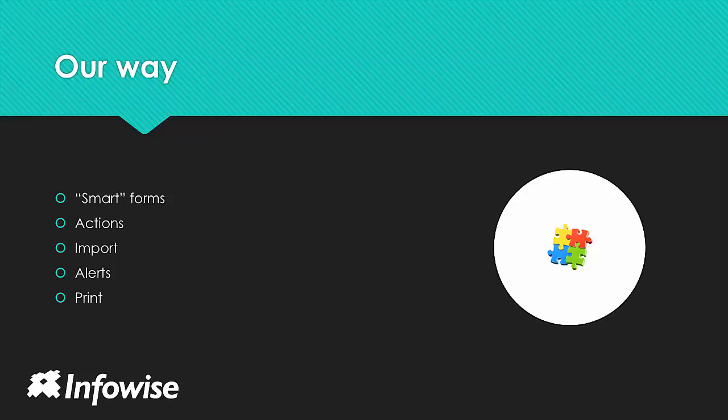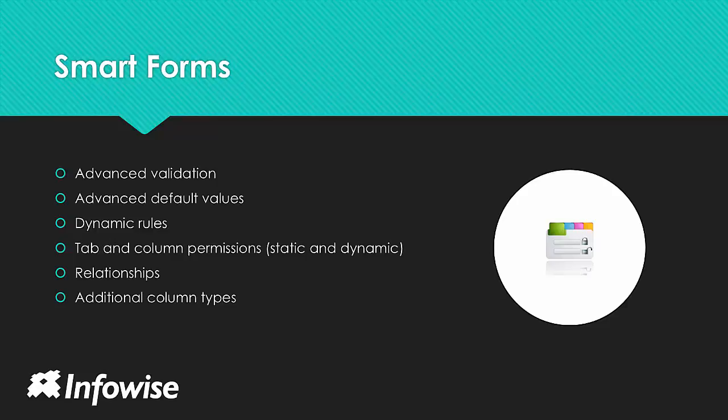We also have the ability to import data from external sources such as emails or databases and integrate it into SharePoint. There is an alert mechanism that replaces the need for built-in alerts or many types of workflows that serve as alerts, and printing functionality to print or convert to PDF and send to external recipients. So let's start with what we call smart forms.